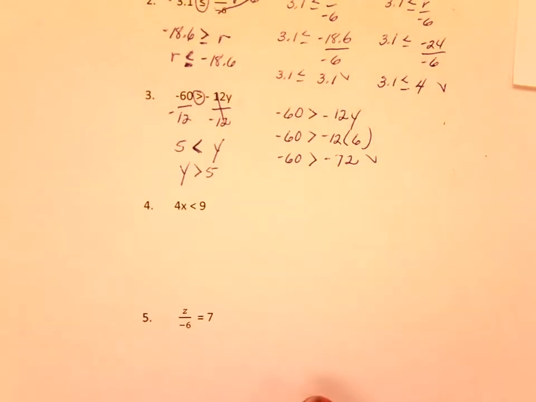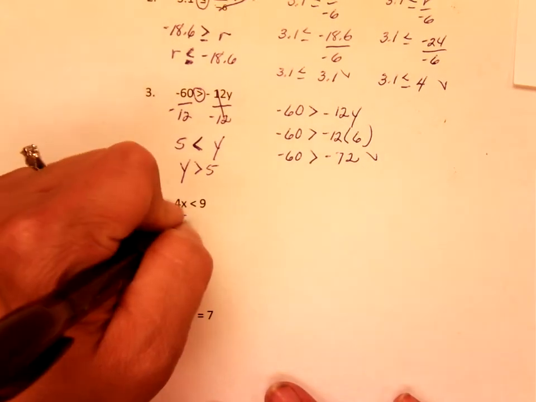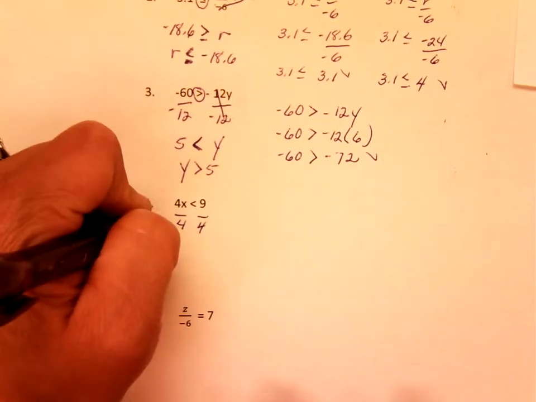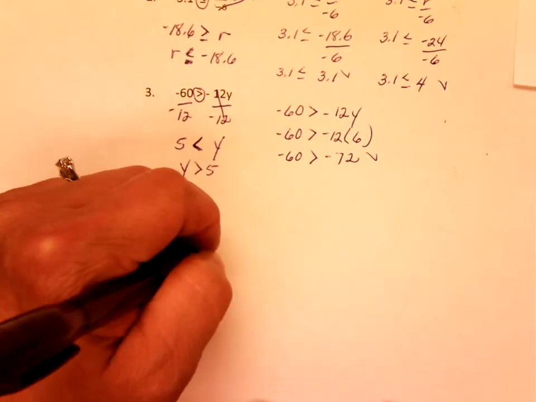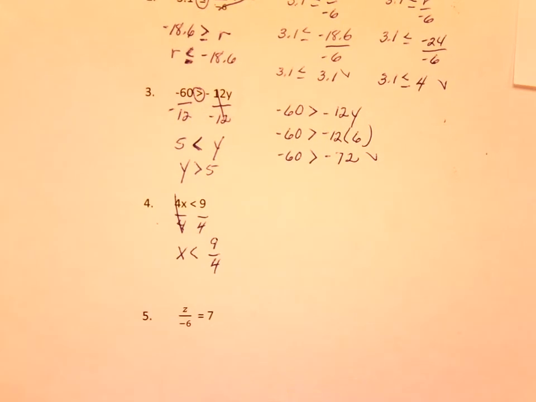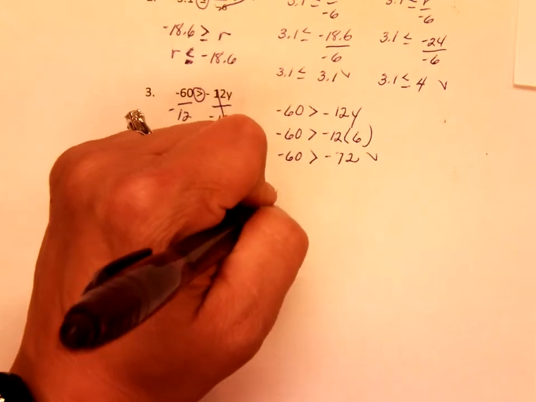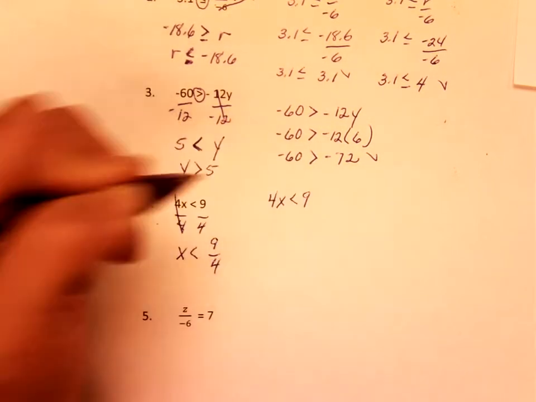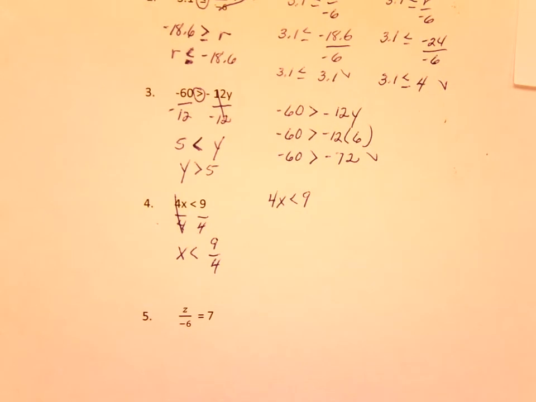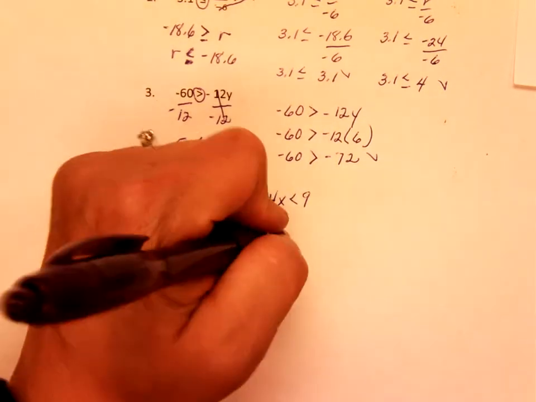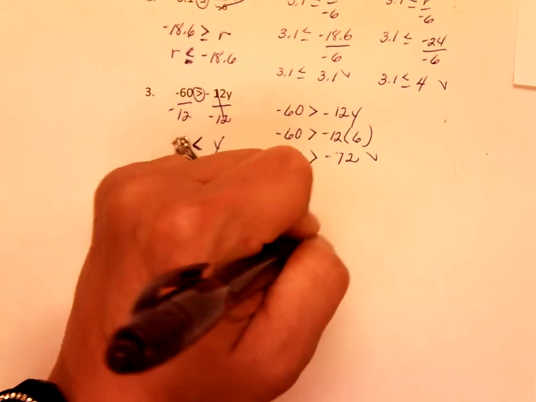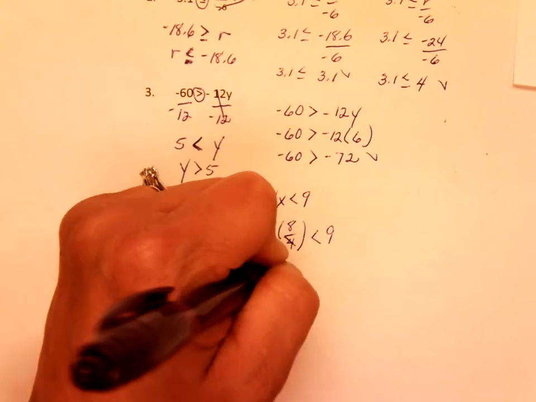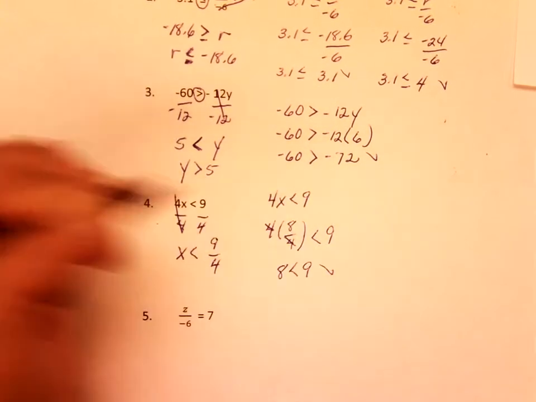Okay, number 4, divide by 4. Are you dividing by a negative number? No, you're not, so you don't have to switch your inequality. So x is less than, I'm going to keep 9/4. It's okay to keep 9/4. That is an okay answer. So now to do your check, you have 4x is less than 9. You got to think of a number that is less than 9/4, which would be 8/4. So 4 times 8/4 is less than 9. If you cross that out, you get 8 is less than 9, and that checks out.